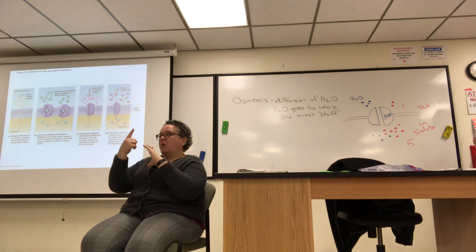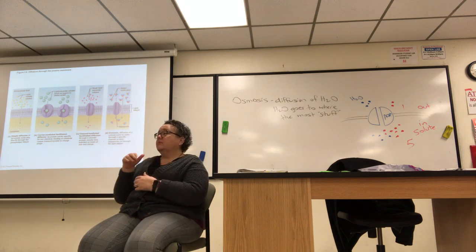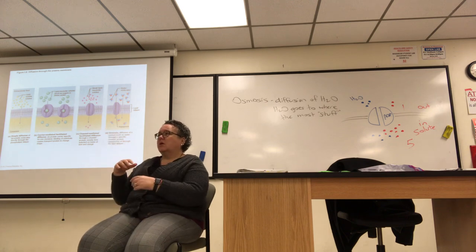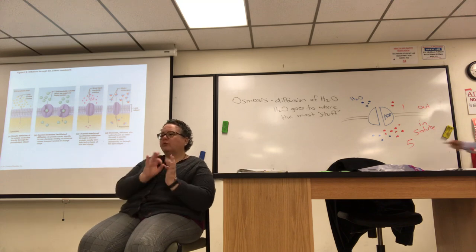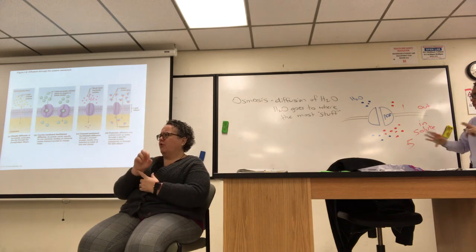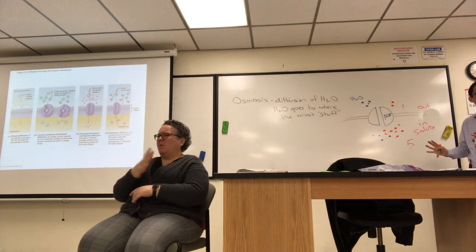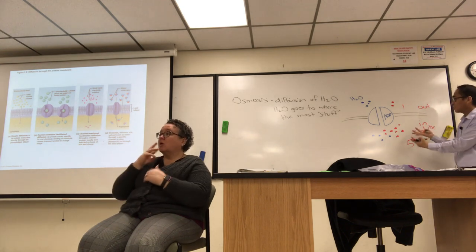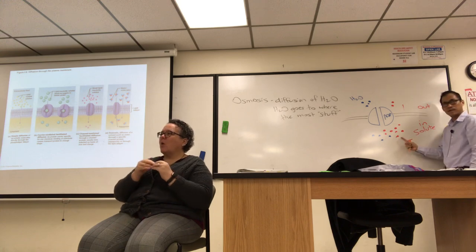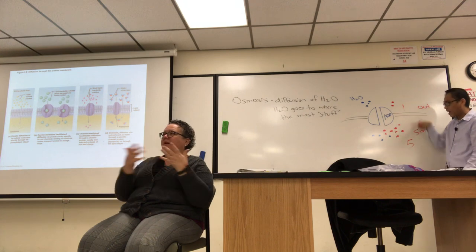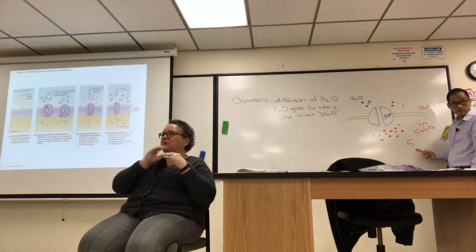I don't know if you remember the second law of thermodynamics. The basic idea is order to disorder. The universe doesn't like an ordered state. This is ordered: 5 and 1, compartmentalized. That's order. And the second law of thermodynamics says we don't like that. We want things to go to disorder and just equal out. So what water will do is, it doesn't like that it's more concentrated in here. So it will go to where the most stuff is to try to balance it out, to dilute this, right?